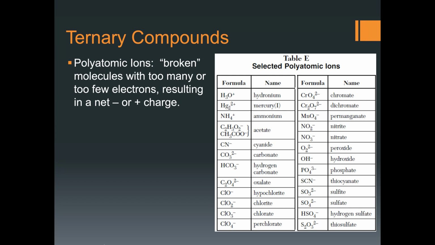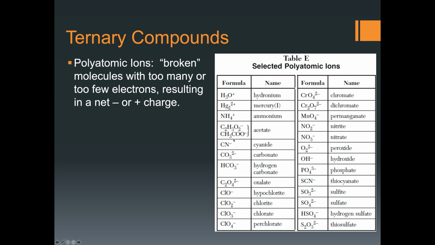These are molecules that have been broken in some way. Molecules have no charge, but if you give them too many electrons or too few, then a charge can develop. You can see that the majority of the ions listed here are negative in charge. They're molecules that have an excess of electrons. A few of them are positive in charge. They have a deficit of electrons. Hydronium and ammonium and mercury 1. Because 2 times, how many, plus 2 divided by 2 mercuries. Each mercury is plus 1. That's why it's called mercury 1.